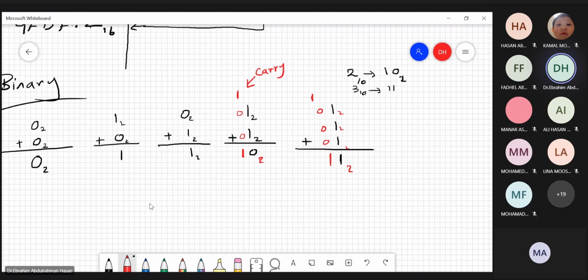Similarly, 1 plus 1 plus 1 plus 1 is 4, as we said, which is equal to 100. So then it is 0.